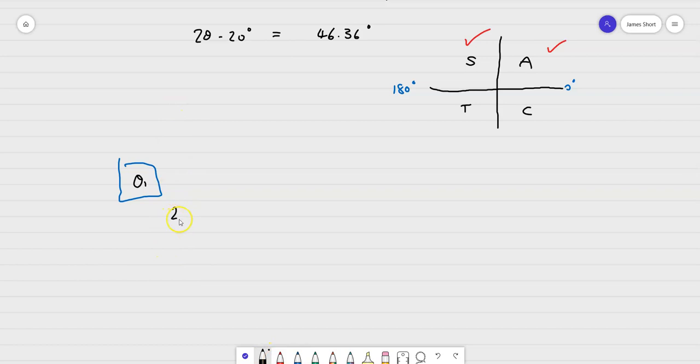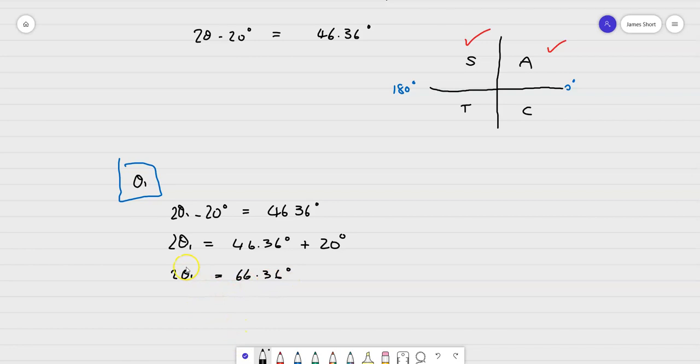So what we've got is 2 theta 1 minus 20 degrees is equal to 46.36 degrees. Because it's in this first quadrant, we just assume that this is what we're looking for. So we can go ahead and take this 20 degrees over to the other side. So 2 theta 1 is equal to 46.36 degrees plus 20 degrees, because we've taken this minus 20 degrees from this side over to the other side, it becomes positive. And 2 theta 1 is equal to 66.36 degrees.